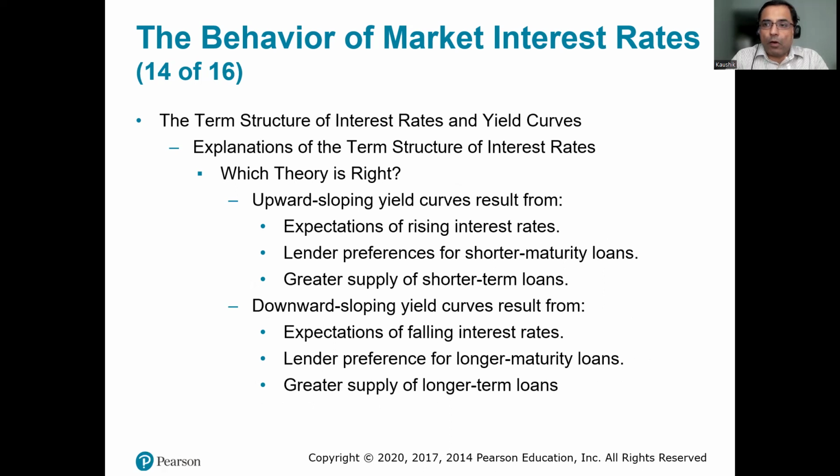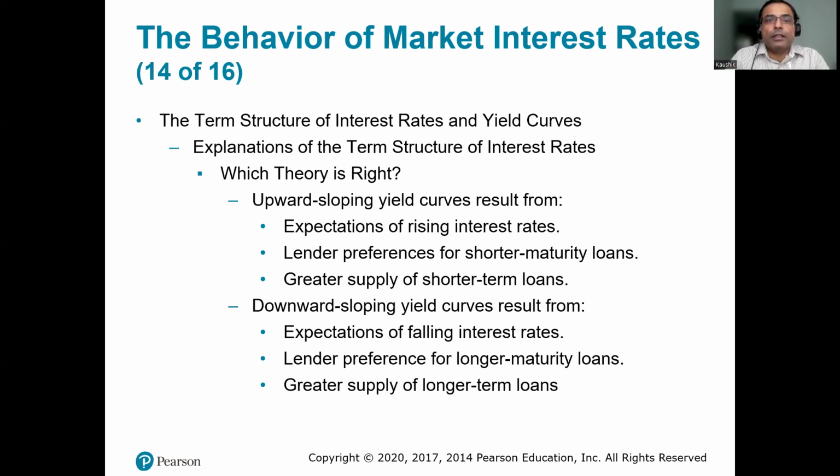So all theories are able to explain the yield curve to some extent. For example, if the yield curve is upward sloping, the first theory says that investors expect interest rates to rise. The second theory says that the lenders prefer shorter maturity loans, so longer maturity debt has to provide higher interest.